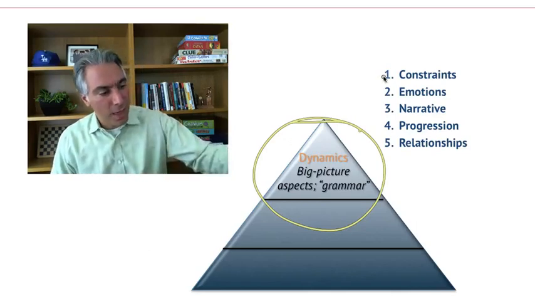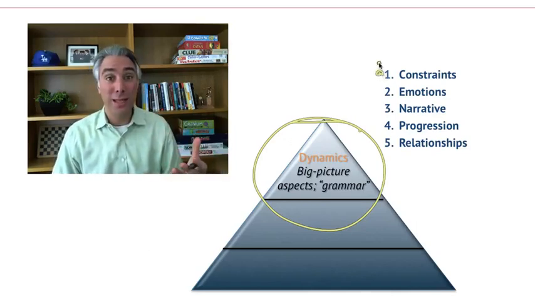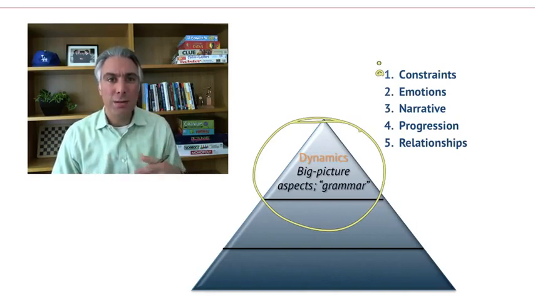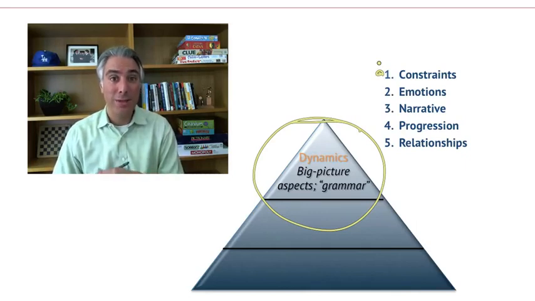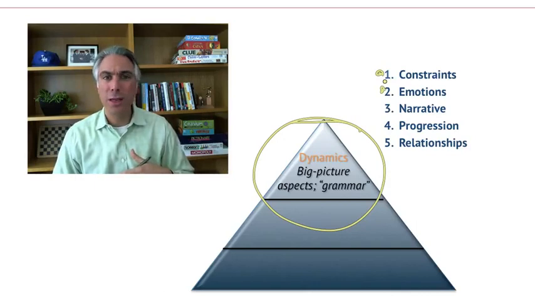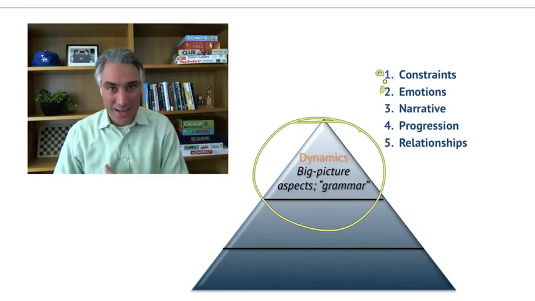So, for example, constraints. Every game has some constraints because games create meaningful choices and interesting problems by limiting people's freedom. So the notion of what constraints get put on users is an important dynamic that any game designer needs to think about.